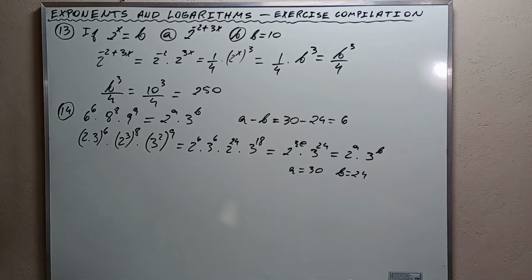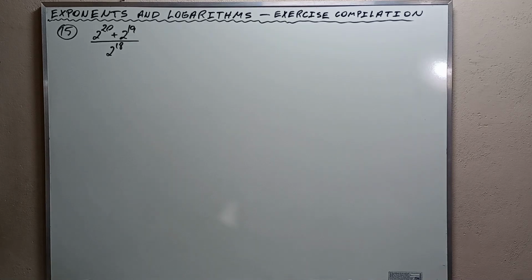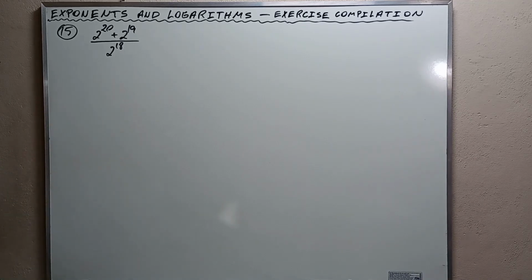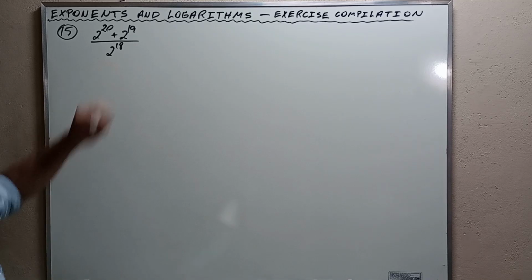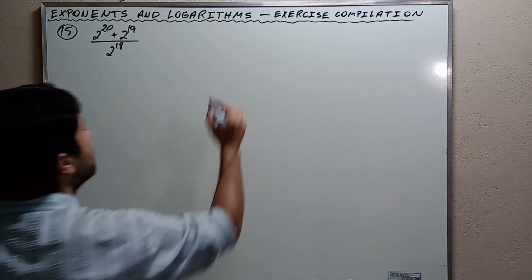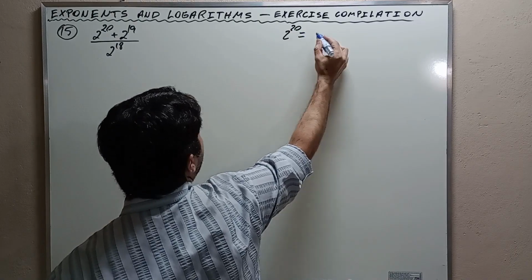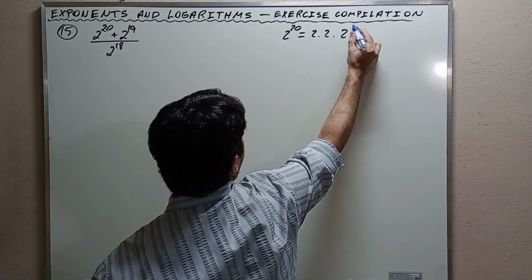Let's go to exercise 15 now. Exercise number 15. Simplify this. Okay, my friends? How can we do this? The only technique that I can see is that we shall write all terms with respect to 2 raised to the power of 18. How? See that 2 raised to the power of 20 is equal to 2 times 2 times 2 raised to the power of 18.